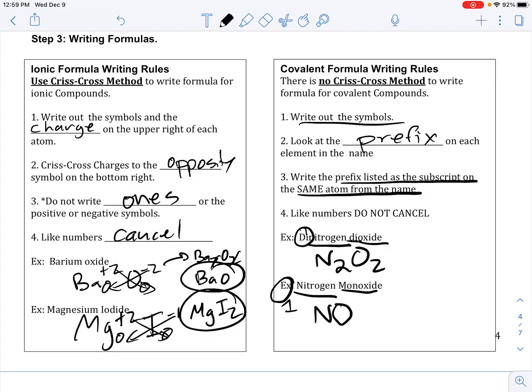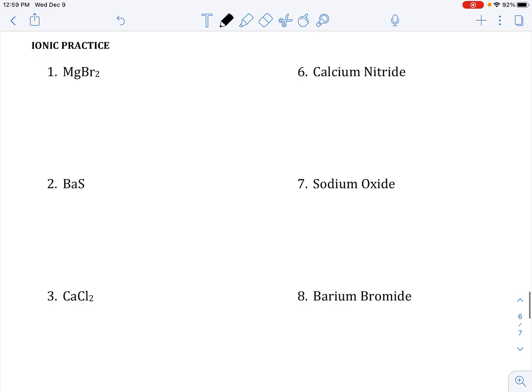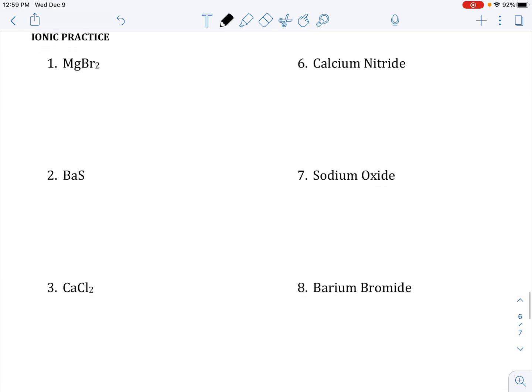Okay, so that's what we went through. Now I'm just going to name these. So these are all ionic, so there's no prefixes here. So this is magnesium.